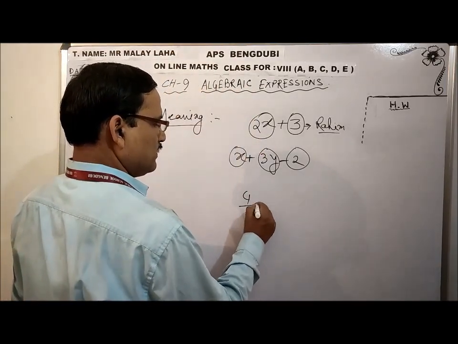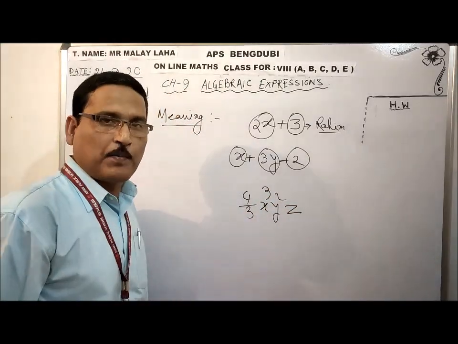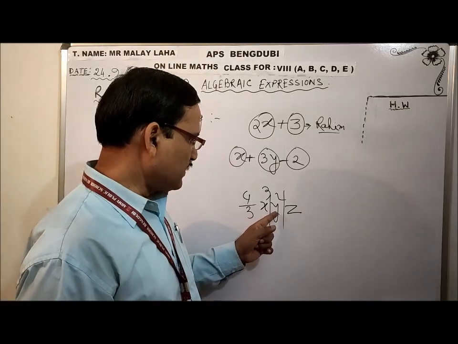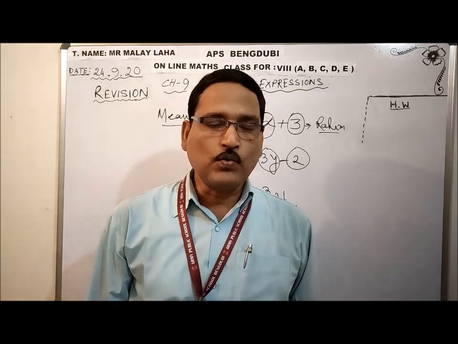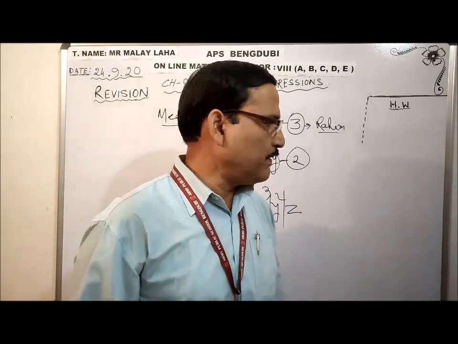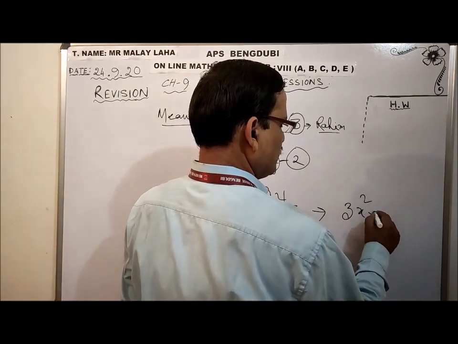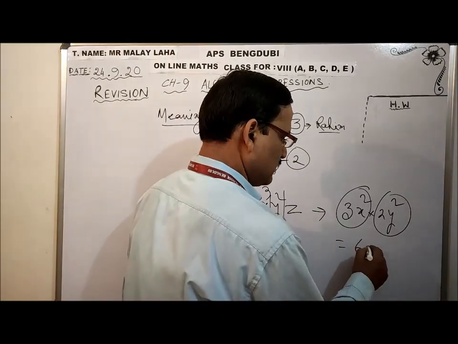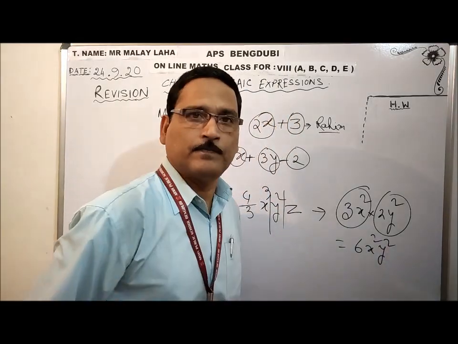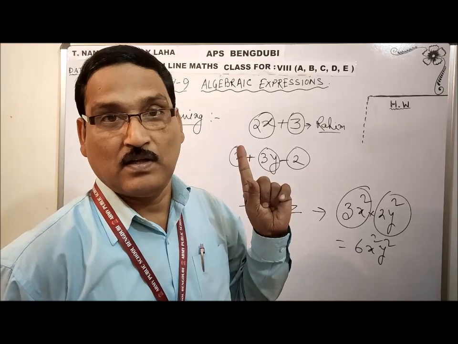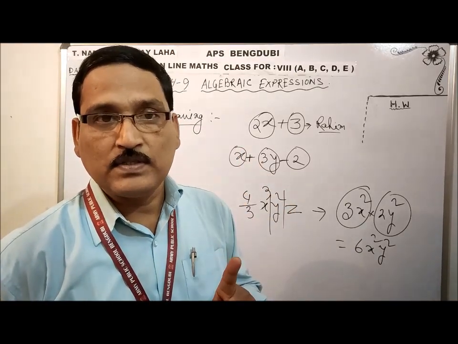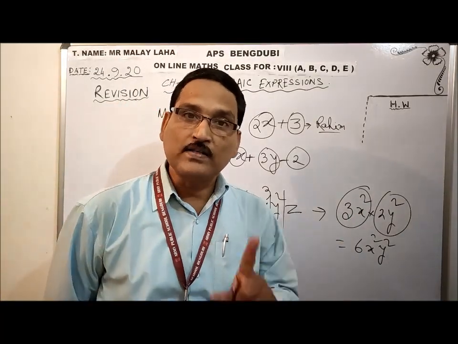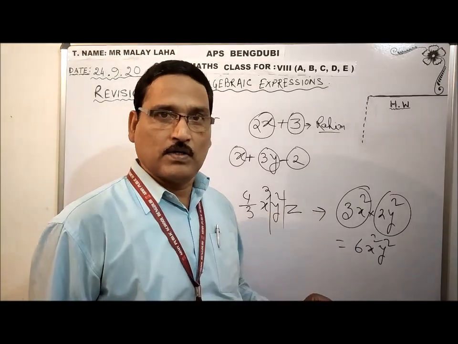Now consider this one, 4 by 3 x cube y square z. How many terms are there? You cannot segregate this one, because between the literal factors and numerical factor, a multiplication sign is there. So we cannot consider separate terms when they are in multiplication form. Even if it is 3x square into 2y square, how many terms are there? You cannot consider these two as separate terms. You have to multiply to get 6 x square y square. Understood? Now how many terms are there? One term. Understood? So what does it mean actually? Terms are counted only when separated by plus or minus signs. Otherwise you will not count them; you count it as one. So this is one term. Okay? This is the concept.